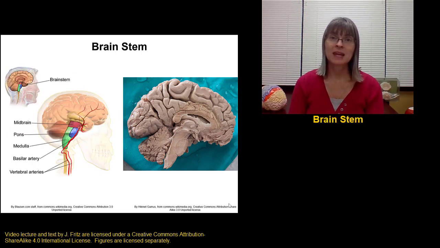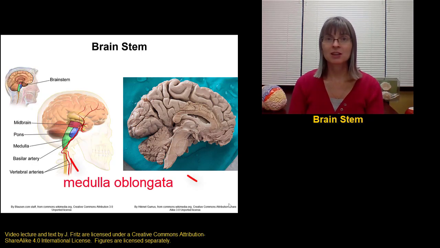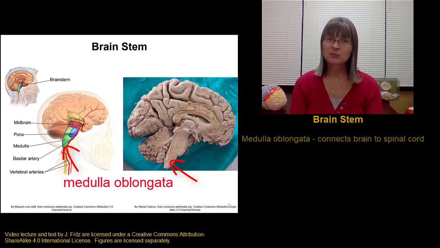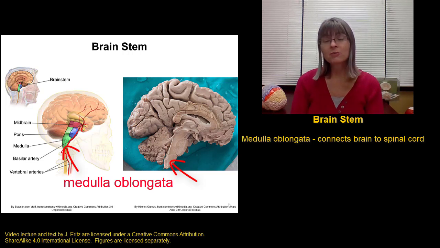The brain stem has three main parts: the medulla oblongata, the pons, and the midbrain. The medulla oblongata is what connects the brain to the spinal cord and therefore to the rest of the body. This contains neurons that are going to be carrying information from the brain down to the rest of the body through the spinal cord, or from the body up into the brain.